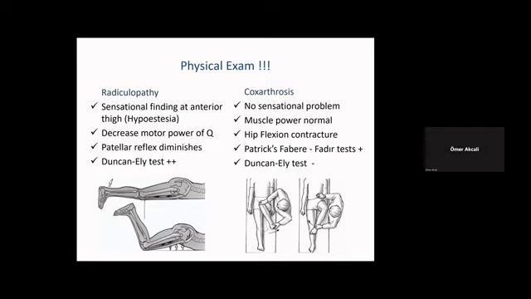But in coxarthrosis, muscle power and sensory examinations are normal. Flexion contracture of the hip joint is a common finding. Patrick's FABER and this one here and other tests, these functional tests of the hip joint are generally positive. And the Duncan-Ely test is generally negative in coxarthrosis.